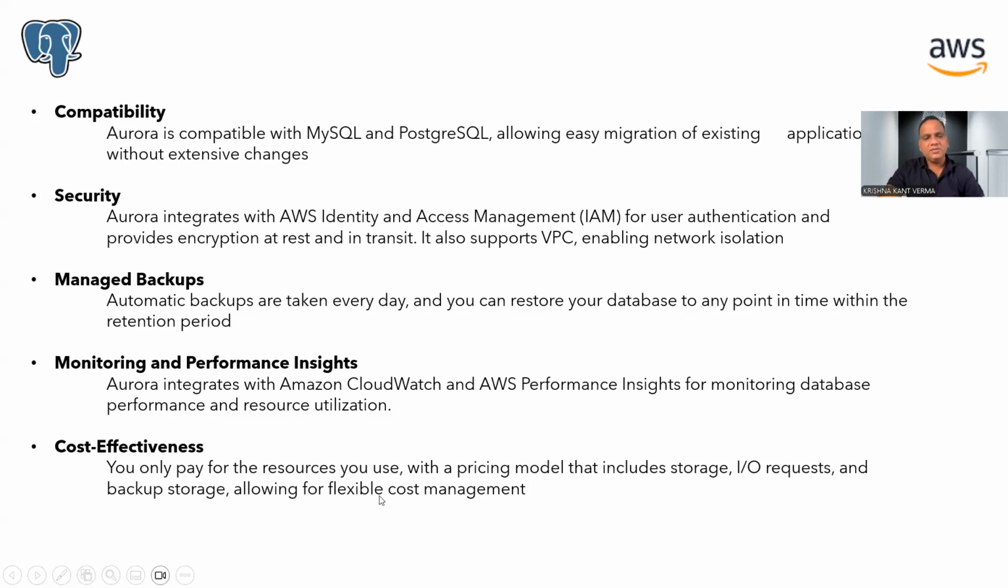Next one is cost effectiveness. That is also the primary one. We only pay for the resources we use with a pricing model that includes storage, IO request, and the backup storage, allowing for flexible cost management. As it scales up, scales down, and provisions the server on the need basis.